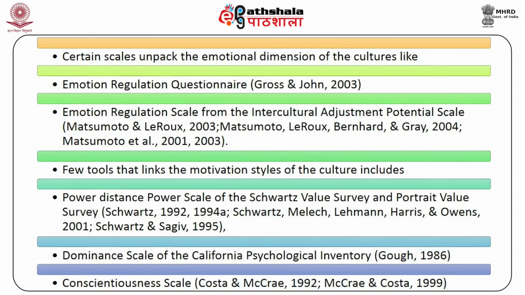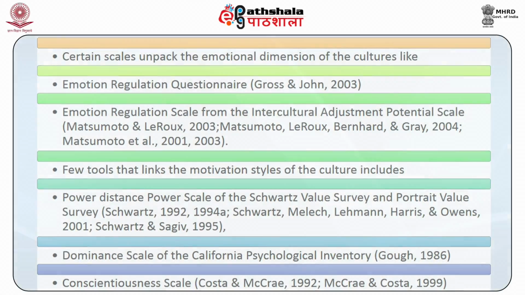Emotion Regulation Scale is extracted from the Intercultural Adjustment Potential Scale. A few tools that link the motivation scales of the culture include Power Distance, the Power Scale of the Schwartz Value Survey and Portrait Value Survey, the Dominance Scale of the California Psychological Inventory, and the Conscientiousness Scale.